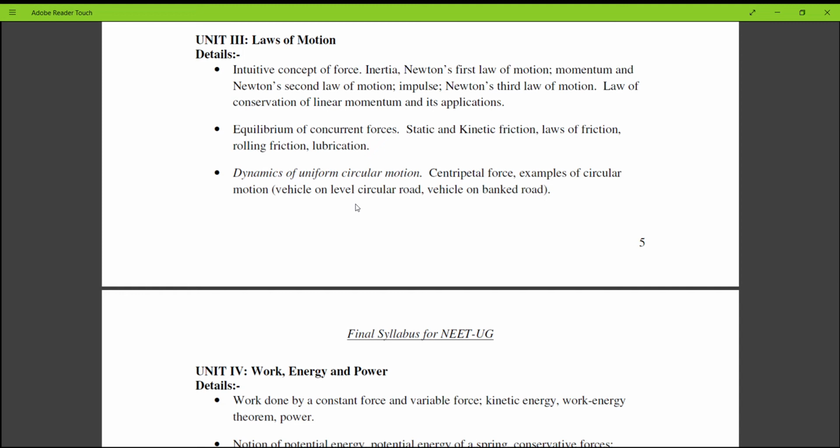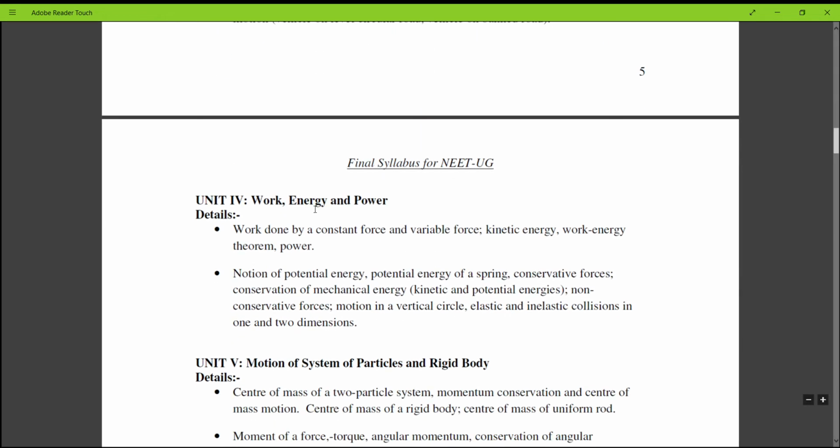Next topic is dynamics of uniform circular motion, centripetal force, examples of circular motion. Vehicle on level circular road and vehicle on banked road. So it was the unit 3, laws of motion, and the next unit is unit 4, work, energy and power.